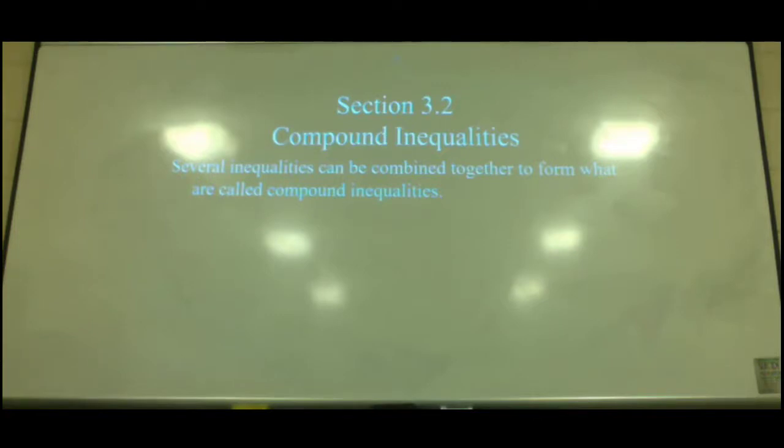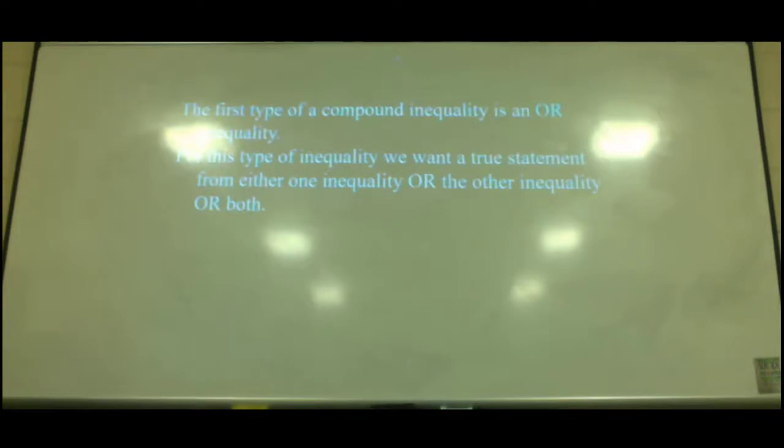Before, we were just dealing with one at a time, right? X is greater than, or X is less than, or X is greater than or equal to, or less than or equal to. So the first type of compound inequality is an OR statement, or an OR inequality.